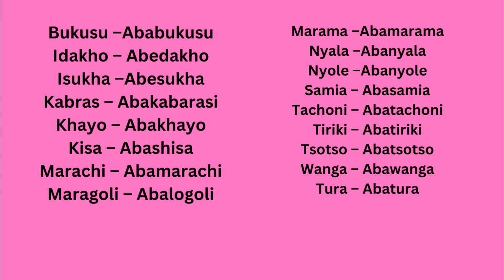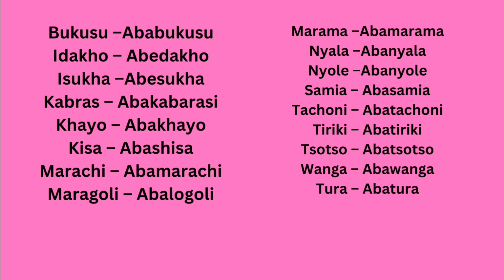Bukusu, who become the Ababukusu. Bukusu is the language, Ababukusu are the people. Idaho, Avaidaho. Idaho is the language, Avedaho is the people. Isuha, Avesuha. Isuha is the language, Avesuha are the people. Kabaras or Kabras is the language. The people are Abakabarasi. Again, here the V and the B apply. You remove the B and you replace it with a V.